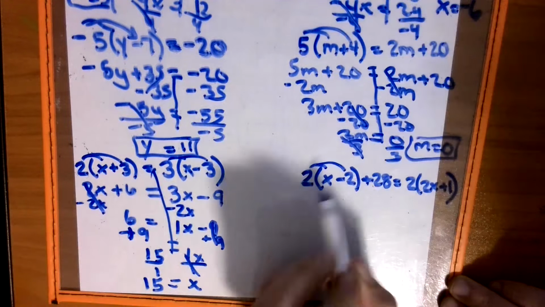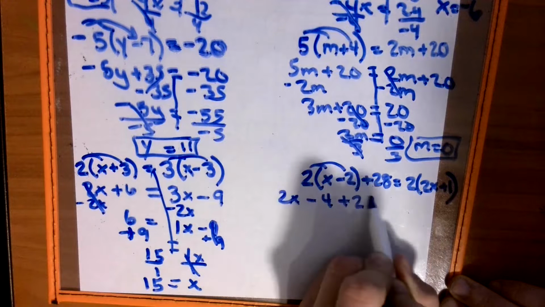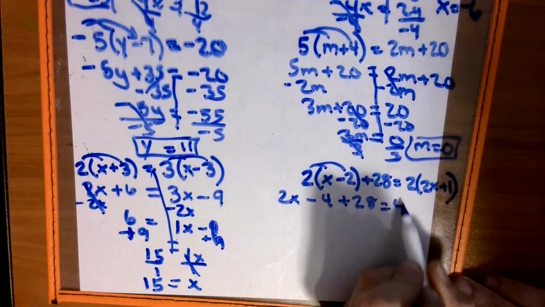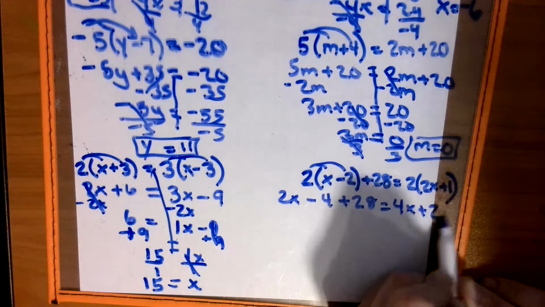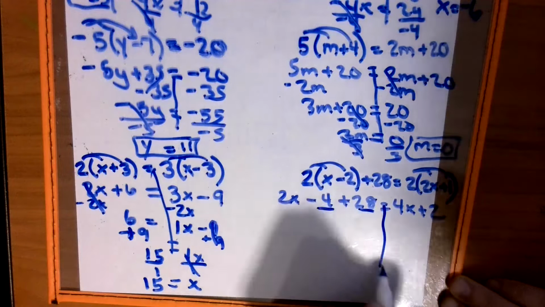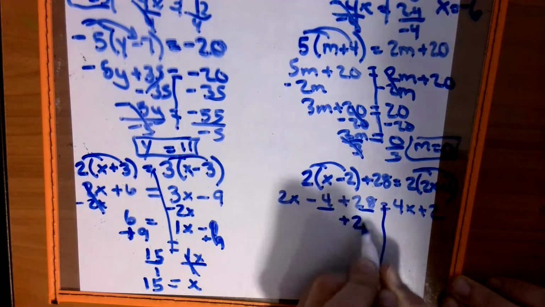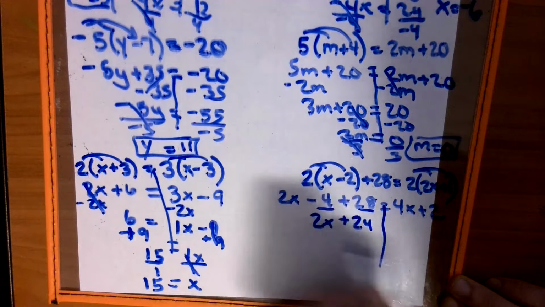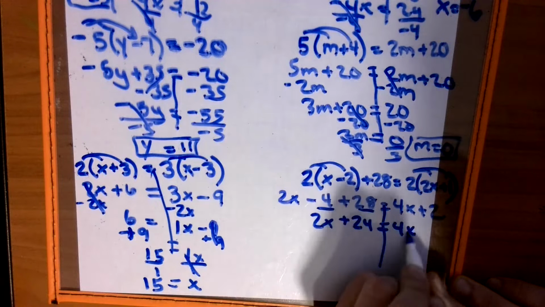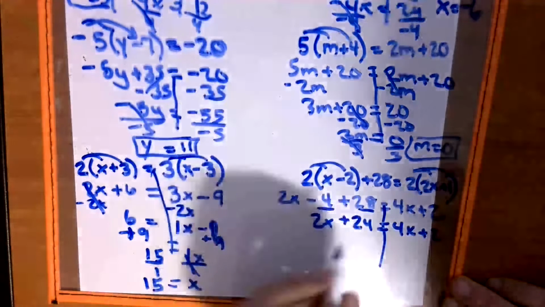We're going to distribute. So you can have 2x minus 4 plus 28 equals 4x plus 2. That's coming from distributing. We can put these two together since they're on the same side. So 28 good and 4 bad make 24 positives. We combine like terms is what we just did. There was something in common we could put together, so let's do that.